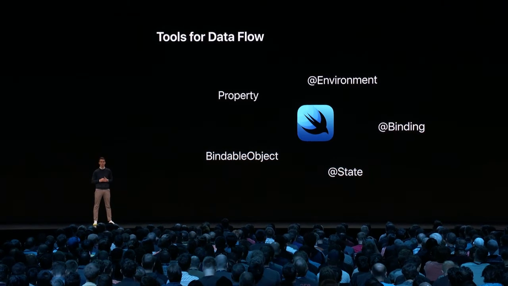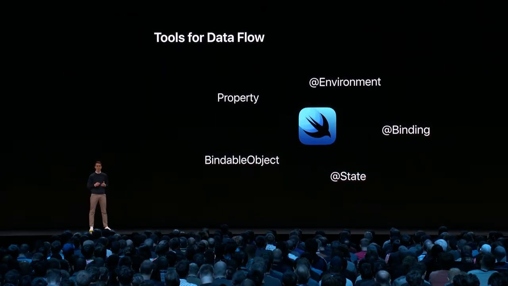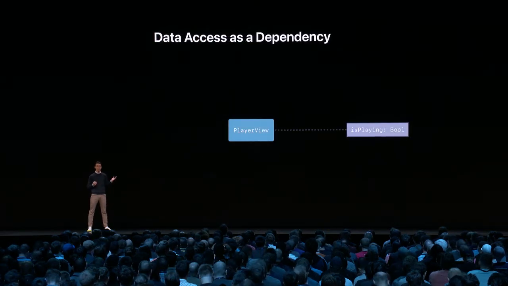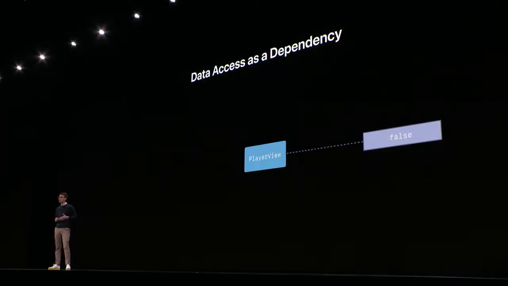But before showing you this tool, I would like to illustrate the two guiding principles that inspired us in designing them. The first principle is that every time you read a piece of data in your view, you're creating a dependency for that view. This is a dependency because every time the data changes, your view has to change to reflect the new value. For example, here in blue, I have a view showing some playback control, and the view needs to read some data in purple. Every time this value changes, we need to update the view.